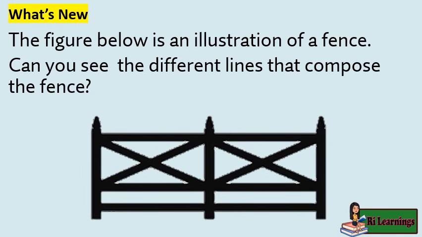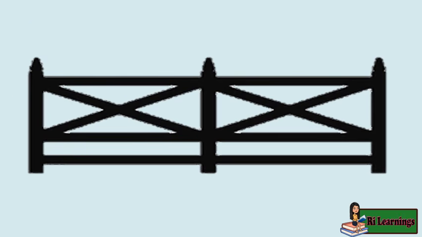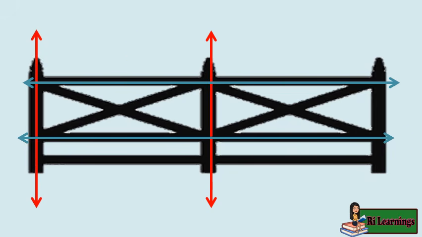The figure below is an illustration of a fence. Can you see the different lines that compose the fence? The fence is composed of horizontal, vertical, and diagonal lines.